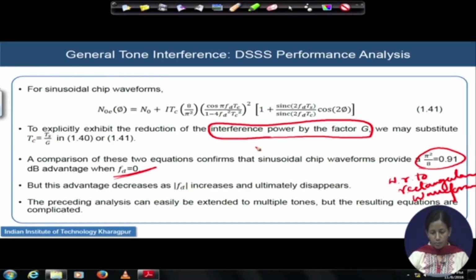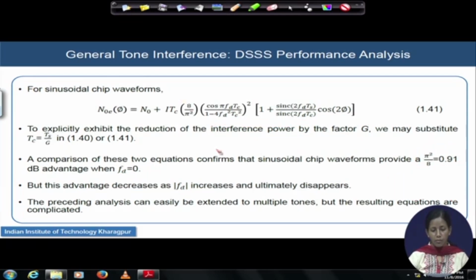Following the same path, we can actually continue the analysis with multiple tones. Here we had considered a single tone where the interference is there. So, we can keep on adding tone interferences based on how many jammers are present, following the same framework, but it will be a little bit complicated.